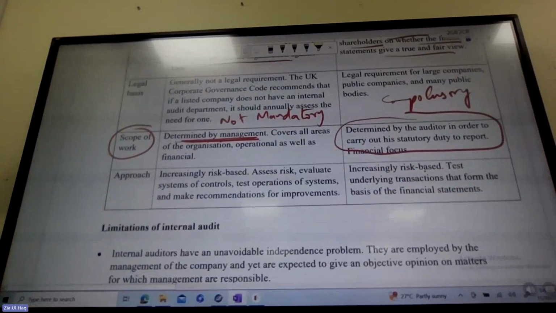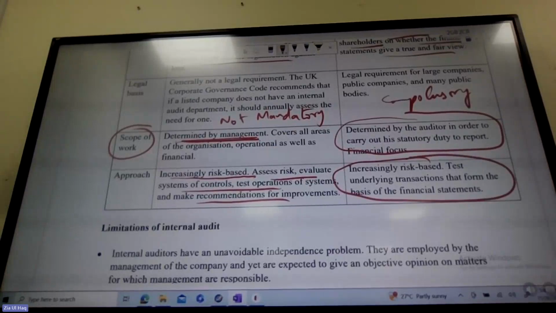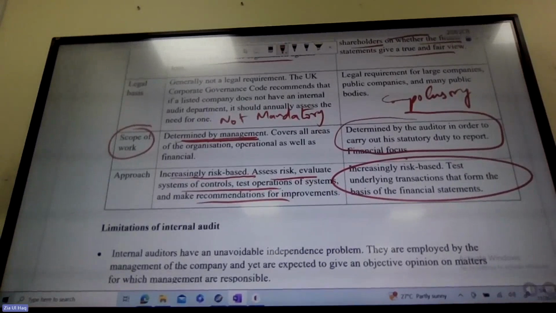The approach of the internal auditor is wide. He will be doing a risk-based audit. He will be evaluating the system of internal control, providing recommendations for improvements. But the external auditor's approach is to just check the financial statements and highlight the weaknesses, and ask the management to correct. If they do not correct, he will say the financial statements do not give a true and fair view. His approach is limited, while the internal auditor's approach is wide.